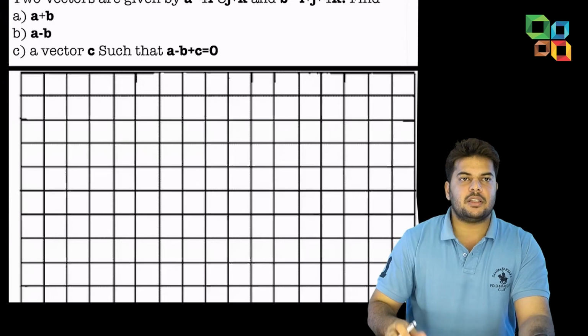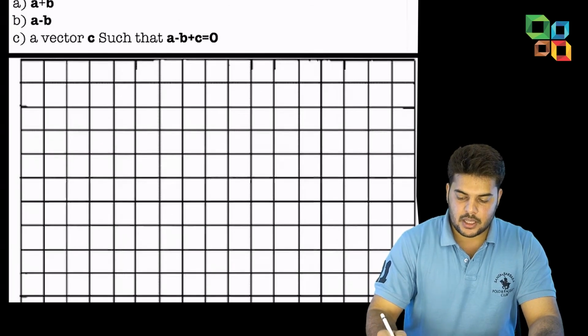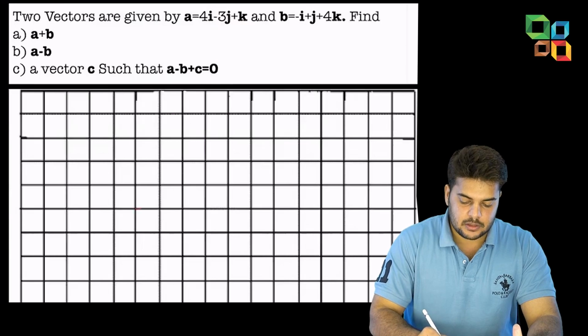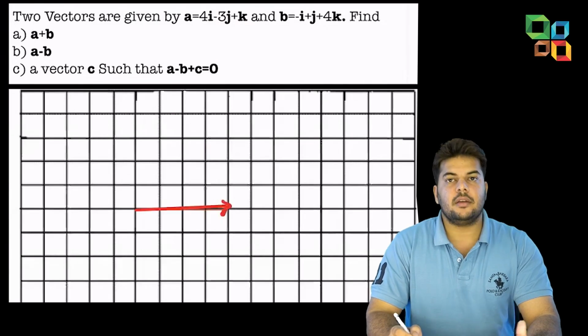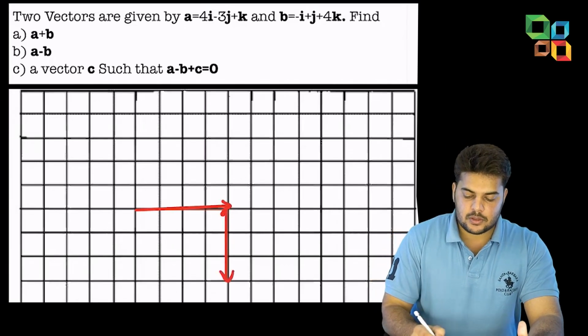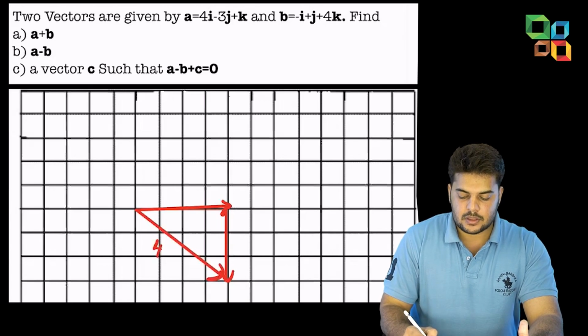So if you want an imagination for this, how do you imagine a vector? So a vector is, let's see, 4i minus 3j. So 4i minus 3j, that is this. This is 4i, correct? This is 4i minus 3j, that is 3 steps down. So this vector over here is 4i minus 3j.